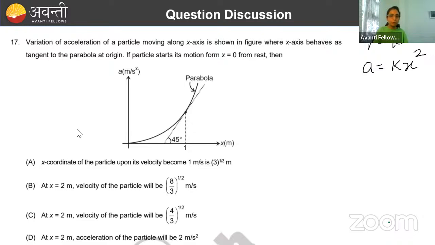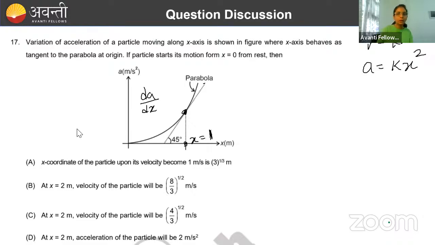So let's do this. Now this k is unknown, this is a constant. How to find its value? For that also a hint is given in your diagram only. Here you can see, when the x value is equal to 1, the slope of this parabola is how much? 45 degrees. That means dA by dx is how much? Slope of this parabola at any point is dA by dx. dy by dx is the slope.